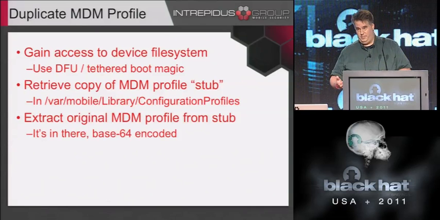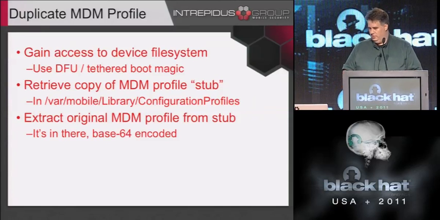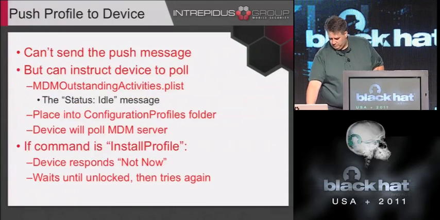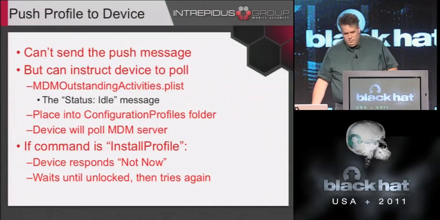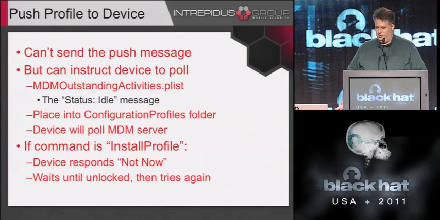So you pull that file back out, put it on your server, now you've got a duplicate of the exact original file that was installed. But because we can't forge APNS, we can't push to it. There is a way to make the device pull.